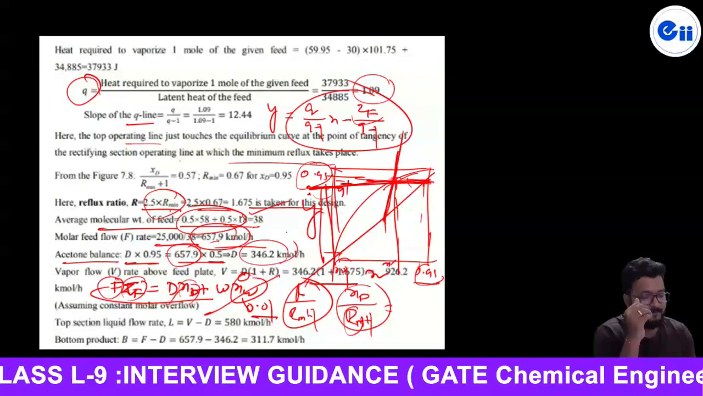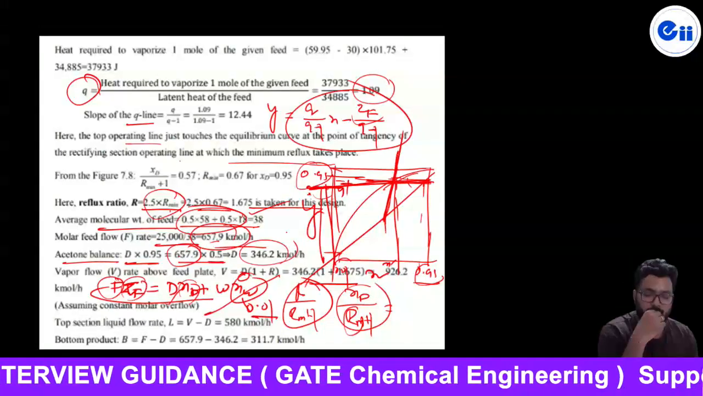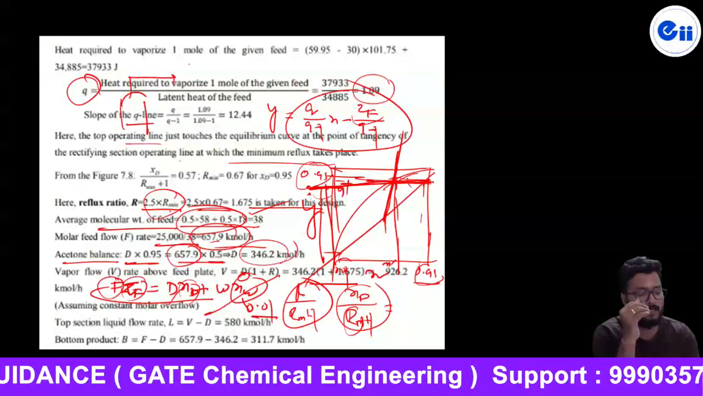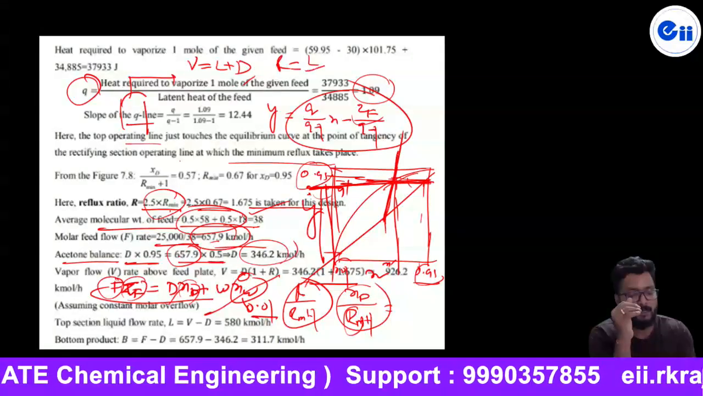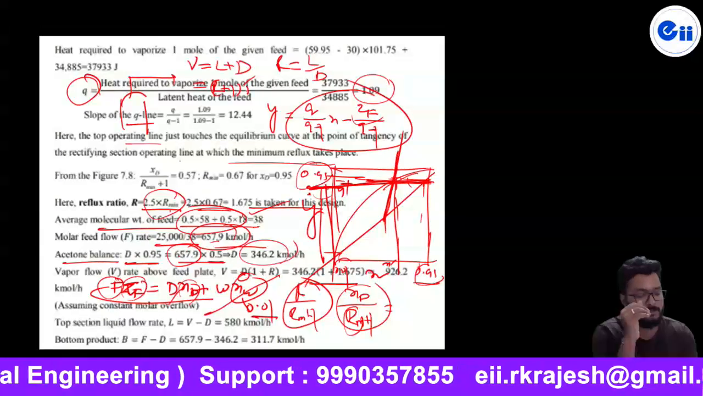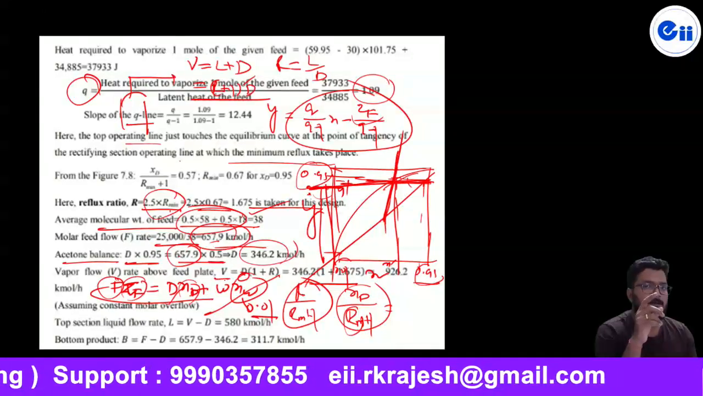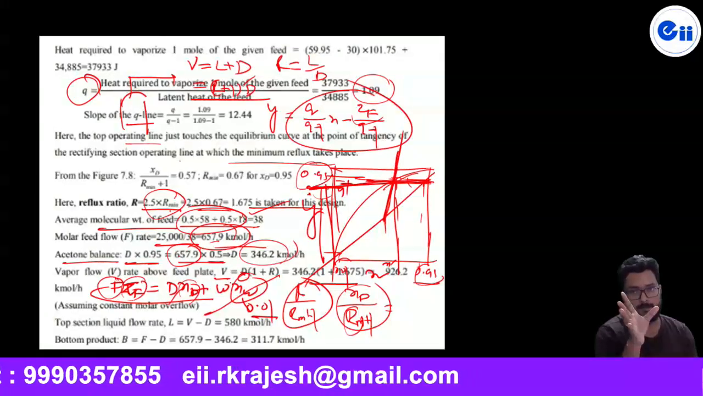And once we have calculated D also, then we know that for the top section, V equals L plus D, and we know that R equals L upon D, then L equals R into D, so V is R plus 1 times D. You have the vapor, so we can go for V. V is the flow of vapor in the rectifying section, and we are going to assume the McCabe assumption.